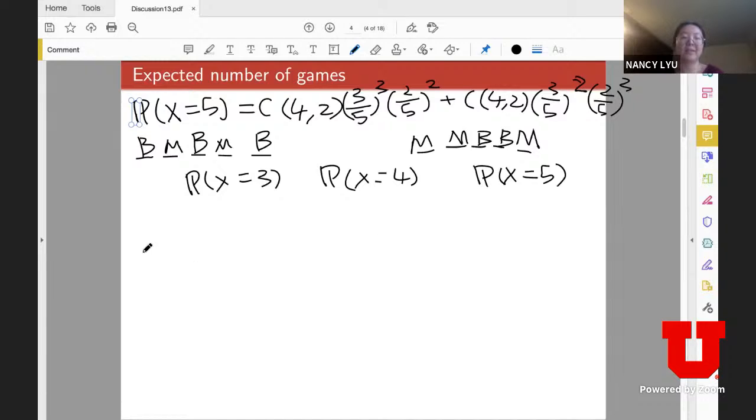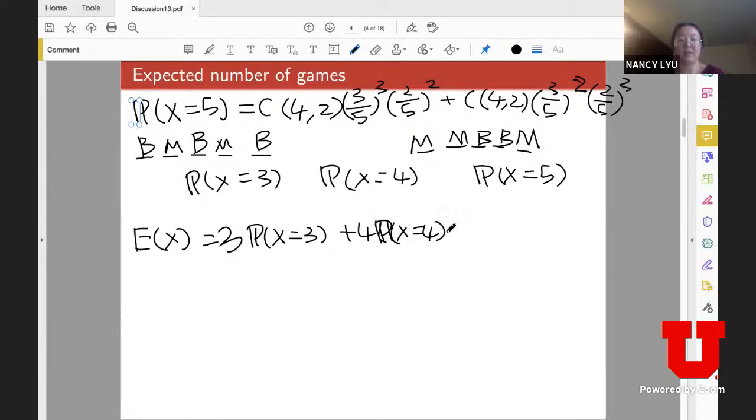And then we wanted to find out the average length. So we're going to use the expectation to find the average length, which should use 3, which is the length times the probability when x is equal to 3, plus 4 times the probability when the length is 4, and plus 5 times the probability when the length is 5.